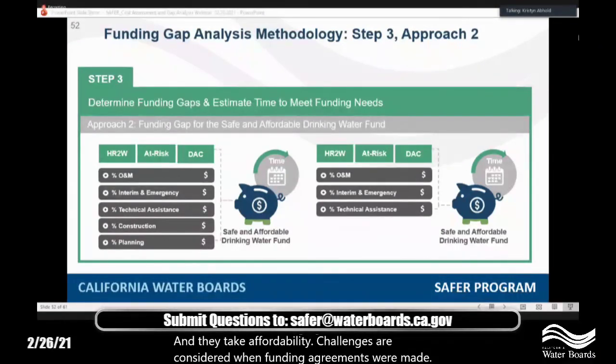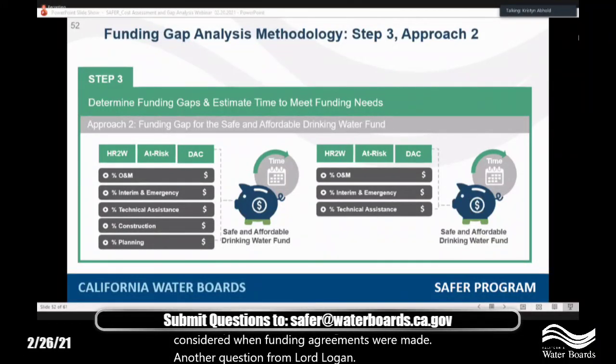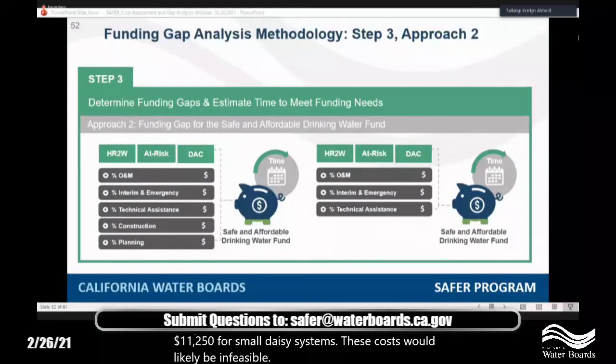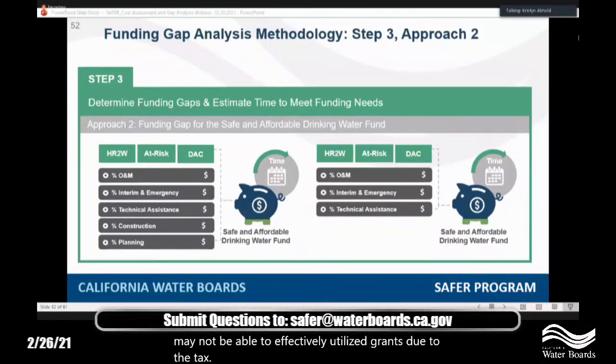Another question from Logan says, in the discussion of local cost sharing, the chart on page 13 of the white paper shows cost per connection ranging from $4,500 for small SDAC systems and up to $11,250 for small DAC systems. These costs would likely be infeasible for mutual water companies that may not be able to effectively utilize grants due to the tax implications. Local cost sharing elimination should be considered for more systems. Morgan, did you want to speak to that?